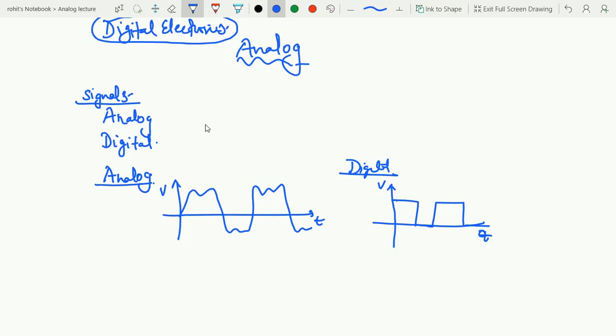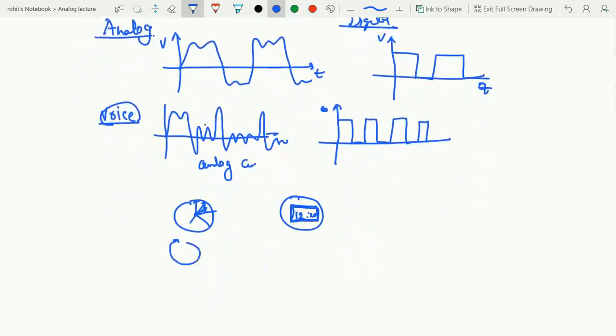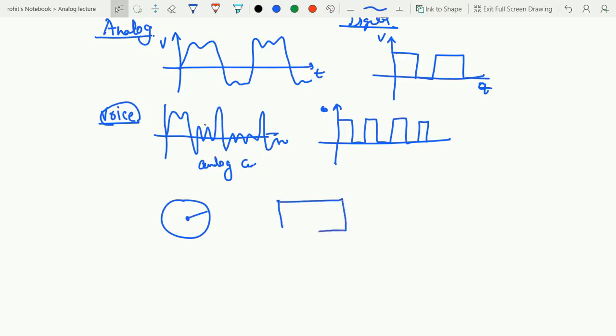What can be the examples? We are speaking, so voice signals are continuously changing, like this. So this is an analog signal, while the signals used in computers, like clocks, are digital signals. Or we can see the example of an analog watch and a digital watch, like in mobiles. In an analog wristwatch, the second hand keeps moving continuously, and at every instant it can tell the time.